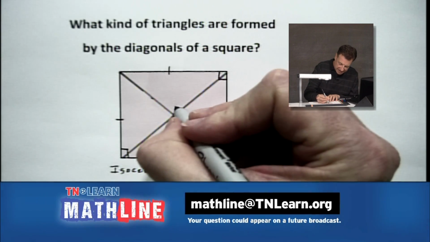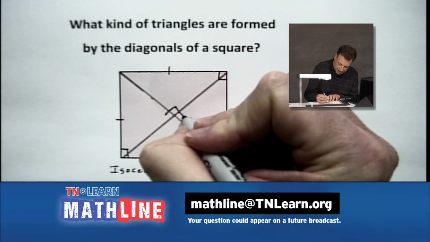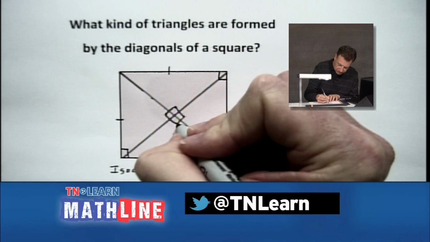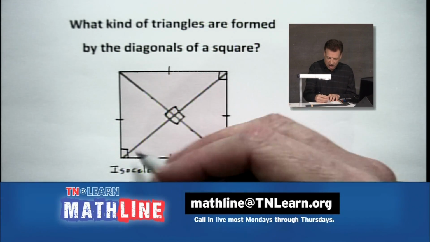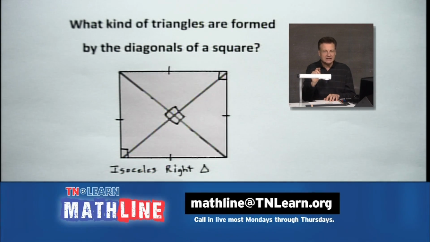Let's go inside. We got little smaller ones anyway. Let's see. I'll call them little triangles. My goodness. Guess what? They're right triangles because it's in a rhombus, so the diagonals are perpendicular.